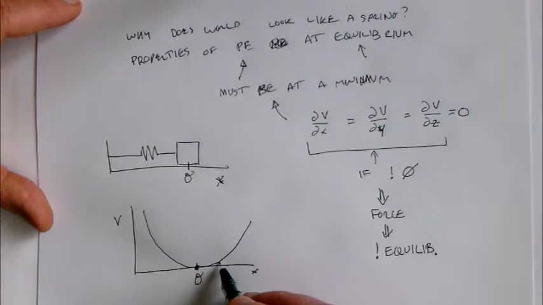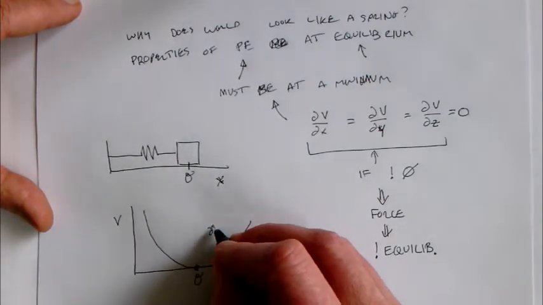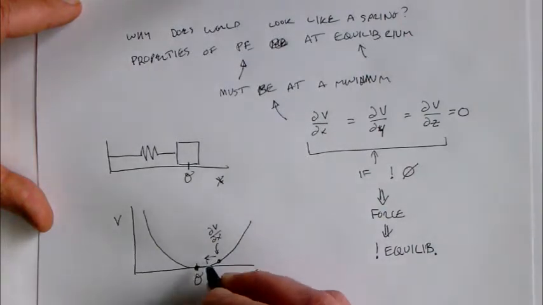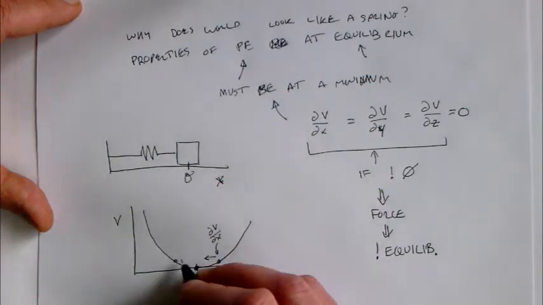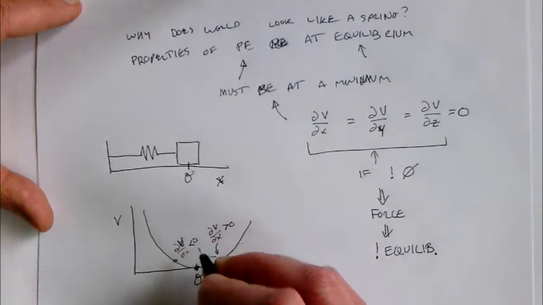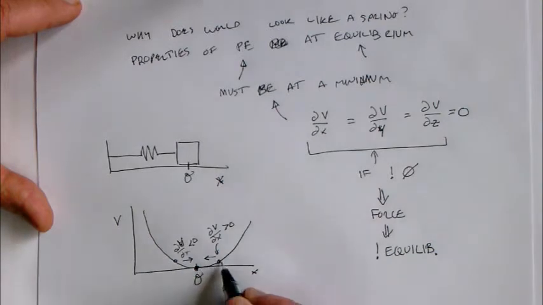If I displace the system a little bit to the right, the partial of the potential energy with respect to x is positive at this point, which gives me a force in the negative direction. If I displace a little bit to the left, the partial of the potential energy with respect to x is less than 0 at that point, which gives me a positive force. So when I displace a little bit to the left or a little bit to the right, the object wants to return to that equilibrium point. Okay?